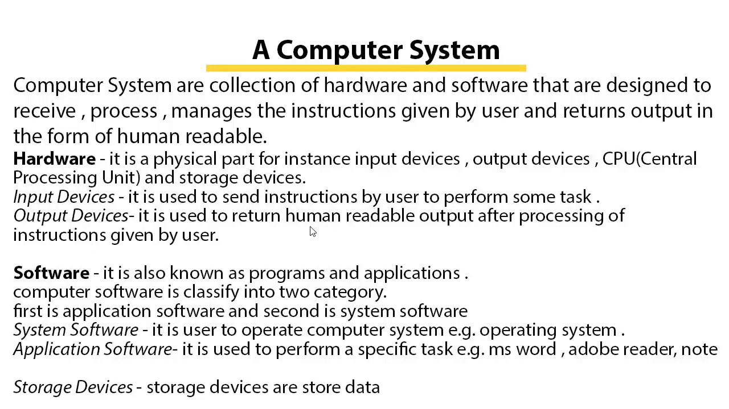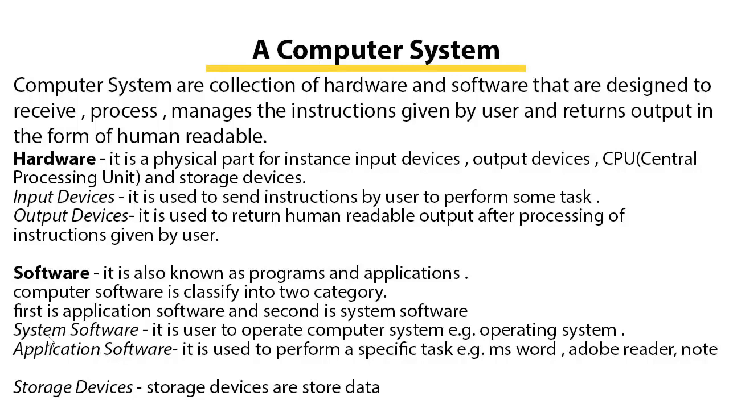Okay. Then you have your software. It is also known as programs and applications. Software can also be known as your programs or the applications. Okay. Computer software is classified into two categories, that is, first is application software and second is your system software. So there are two types of software. What are they? They are the application software and your system software.